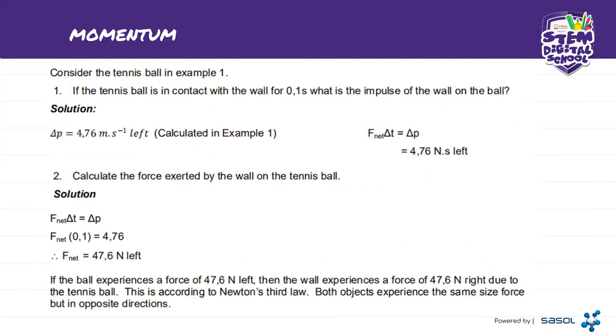So here we had already found our change in p. So our F net Δt is going to be equal to your change in momentum. And your change in momentum was given as 4.76. So which means that it's going to be 4.76 newtons per second to the left. Okay.